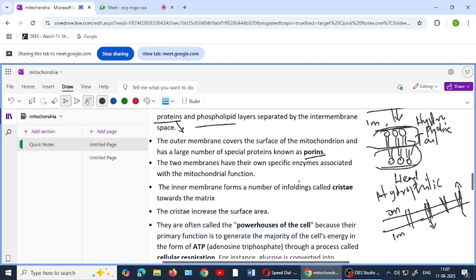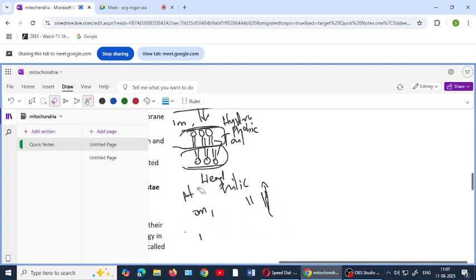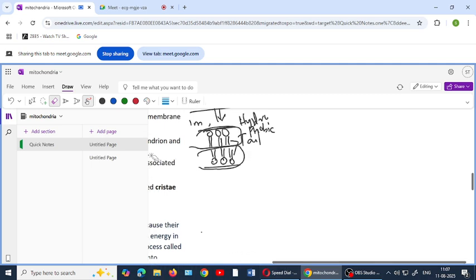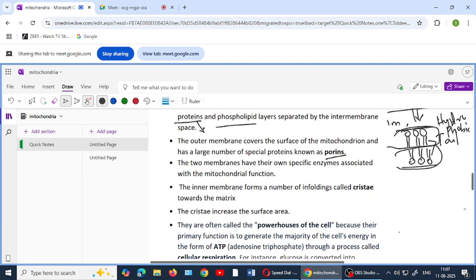The inner membrane forms a number of infoldings called cristae towards the matrix. That also we discussed. Cristae are the inner foldings. One second, I will erase it so that I can draw another picture here. For what purpose are cristae present there? To increase the surface area.